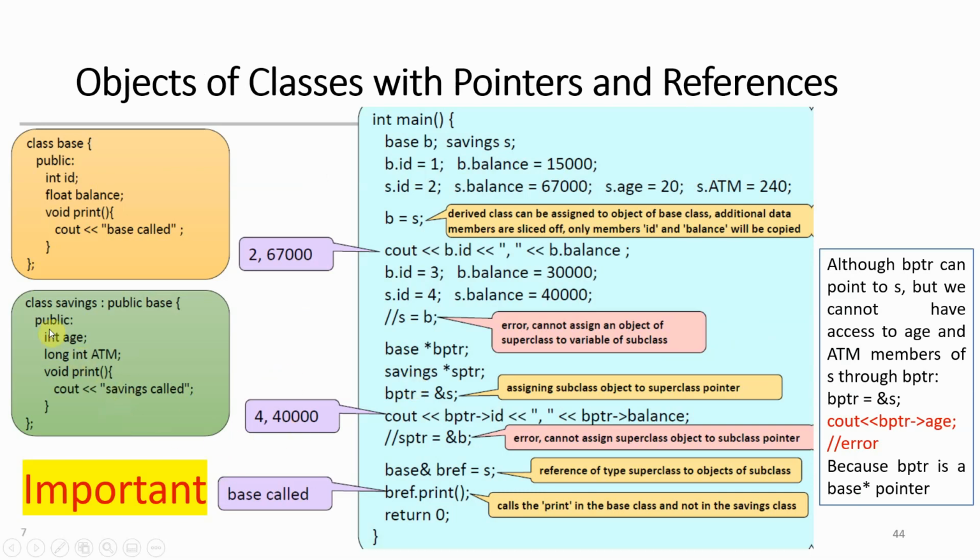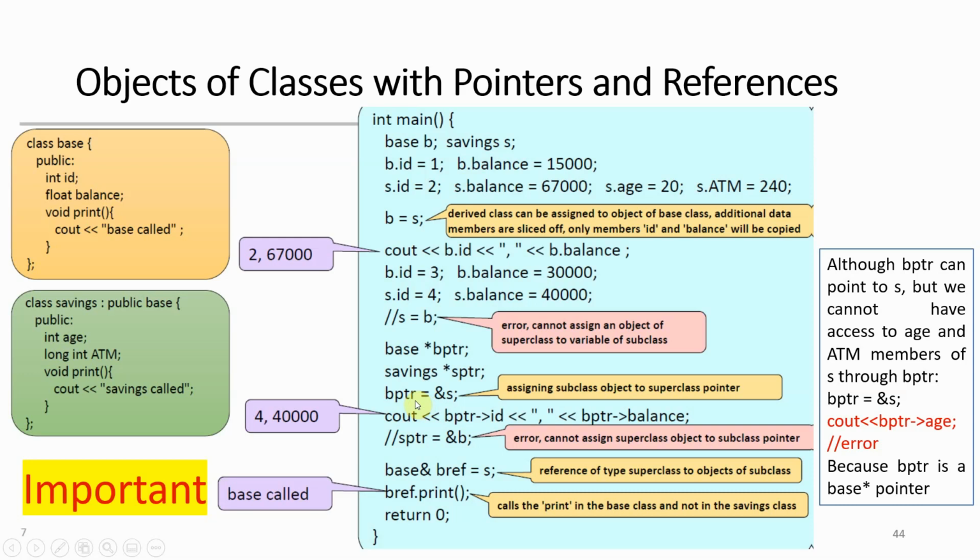Similarly, and we're going to talk about this in the video about polymorphism, look at here, we have an object of class base and an object of class savings. This is possible. You can assign an object of the derived class to base class. Okay, now look at this one. We have base star BPTR. It means BPTR is a pointer that's going to point to an object of class base. Savings star SPTR means SPTR is a pointer that's going to point to an object of class savings.